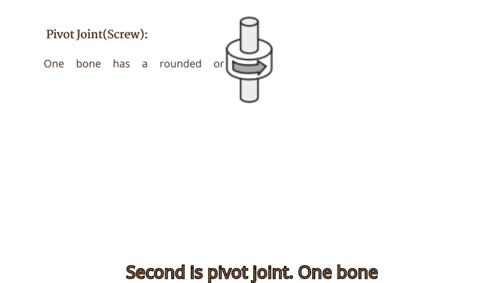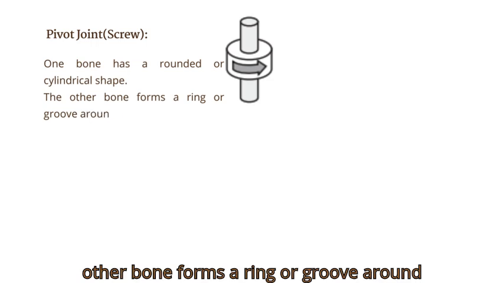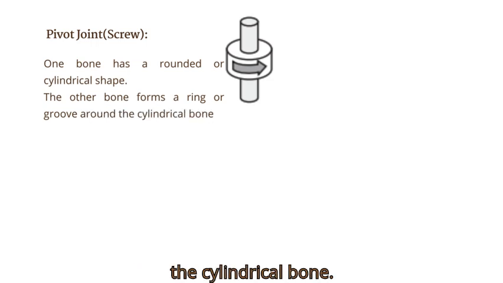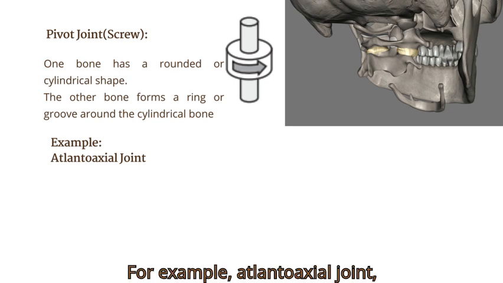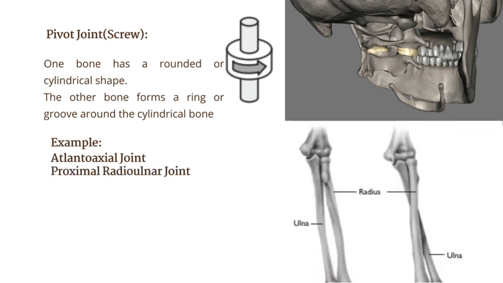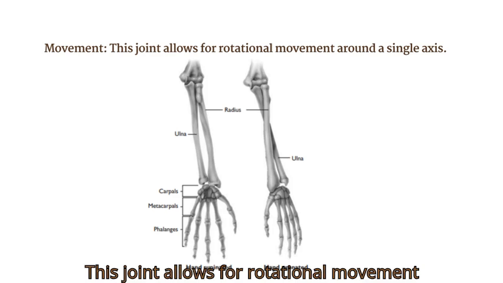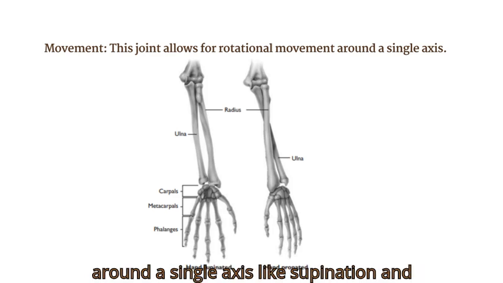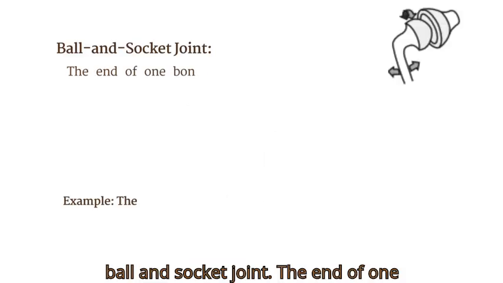Second is pivot joint. One bone has a rounded or cylindrical shape. The other bone forms a ring or groove around the cylindrical bone. For example, atlantoaxial joint, proximal radioulnar joint. This joint allows for rotational movement around a single axis, like supination and pronation, done by the proximal radioulnar joint.